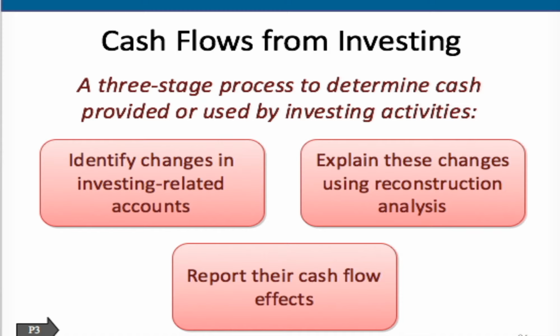Information to compute cash flows from investing activities would usually be taken from beginning and ending balance sheets and the income statement. We would use a 3-stage process to determine cash provided or used by investing activities. Step 1, identify changes in investing-related accounts. Step 2, explain these changes using reconstruction analysis. Basically, go back through and see what we did. And 3, report their cash flow effects.